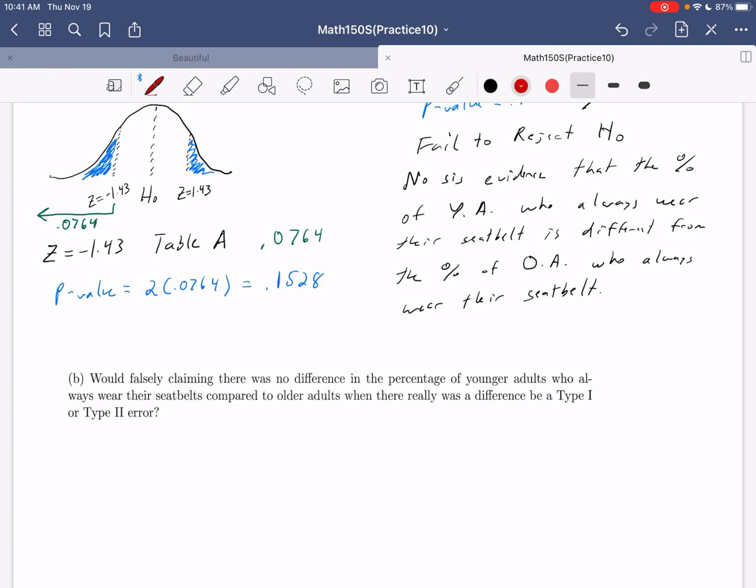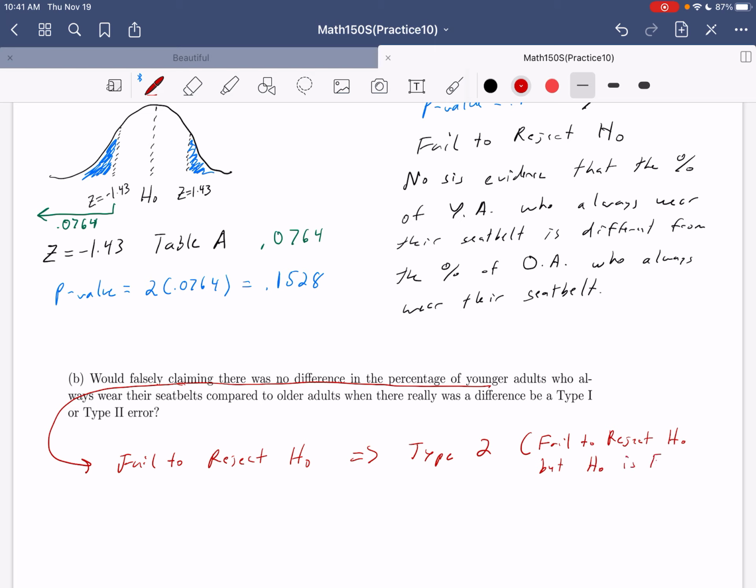Well, claiming there was no difference would happen only if we failed to reject H0. Remember, rejecting H0 would be saying that there is a difference. So saying that there's no difference is failing to reject H0. So what type of error occurs when you fail to reject H0 incorrectly? Well, this would be a type 2 error, which is you fail to reject H0, but H0 is false, right?